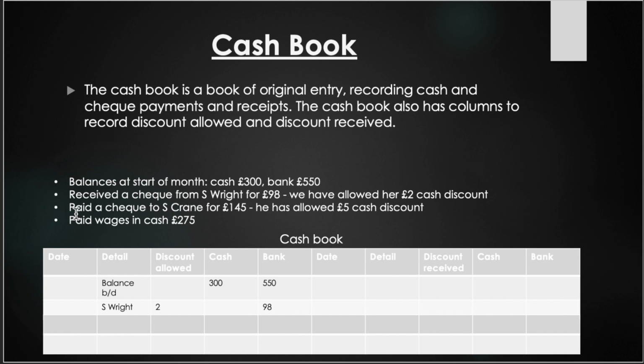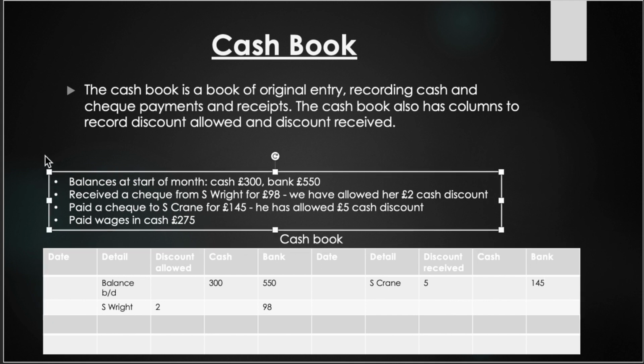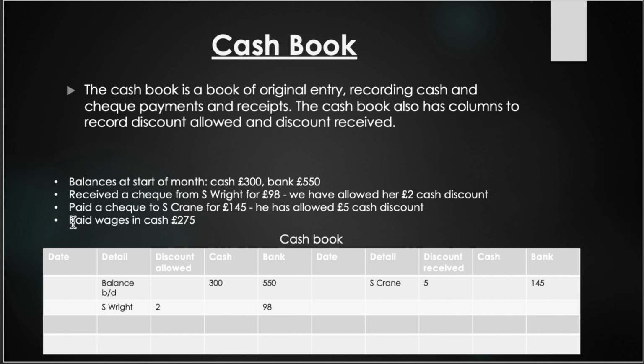Third, paid a check to S. Crane for £145. He has allowed a £5 cash discount. So this time, because the money is being taken out, it will be on the right. Because whenever money is going out, it is on the right. And whenever money is coming in, it is on the left. So we put S. Crane into details. We have also received a £5 discount received. So we put £5 into the discount received section. And we also put 145 into the bank section because we paid by check.